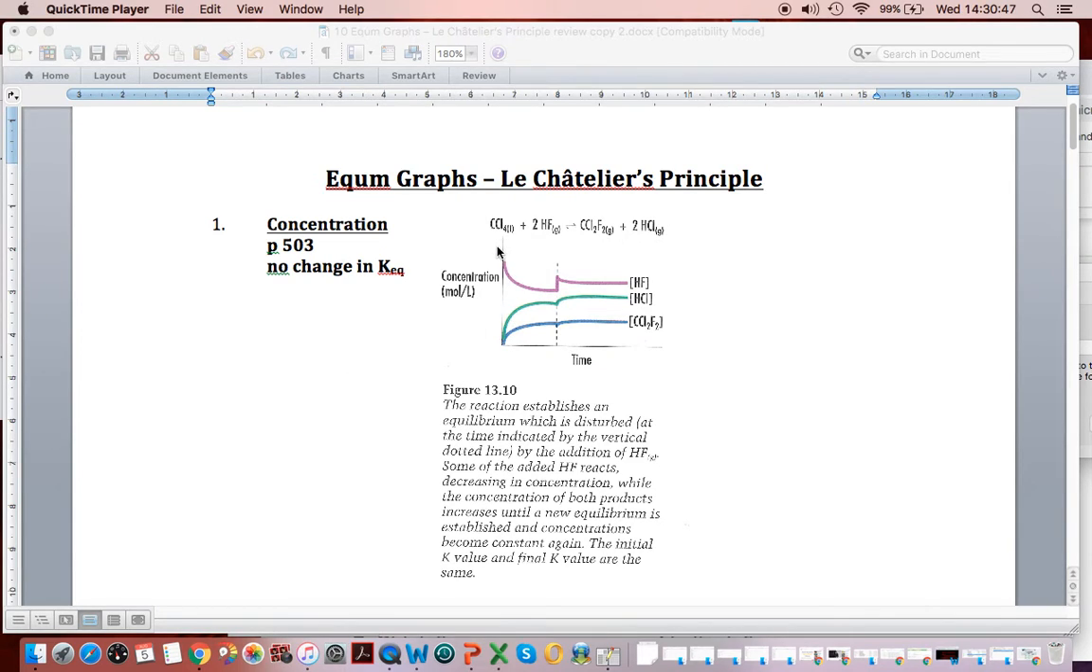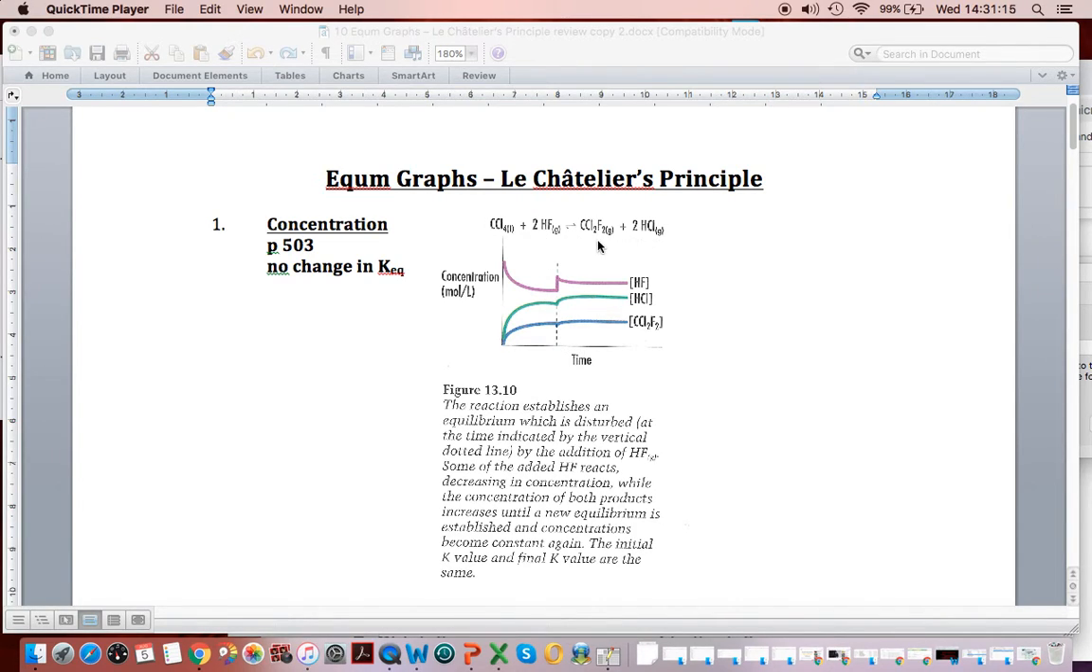So here we have CCl4 plus 2 HF becomes CCl2F2 plus 2 HCl. But the CCl4 is in a liquid state, and that means we don't have to worry about it in terms of our equilibrium. Liquids have fixed concentration. So that's why only three things are plotted: the HF and the two products.